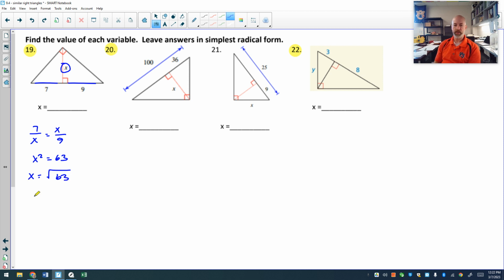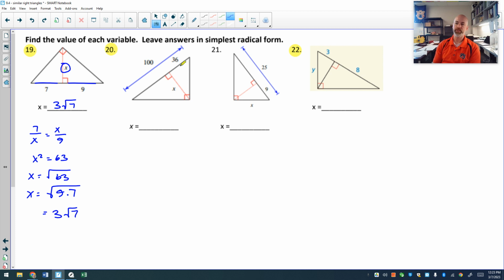And honestly, it would have been better not to even multiply the 9 and the 7, because now, as I attempt to clean up the square root of 63, I want to find a perfect square that divides into it, and I already see the 9. The square root of 9 is 3, square root of 7, and that would be your value of x, 3 square root of 7.